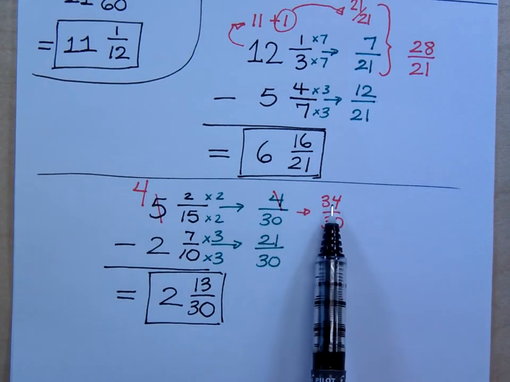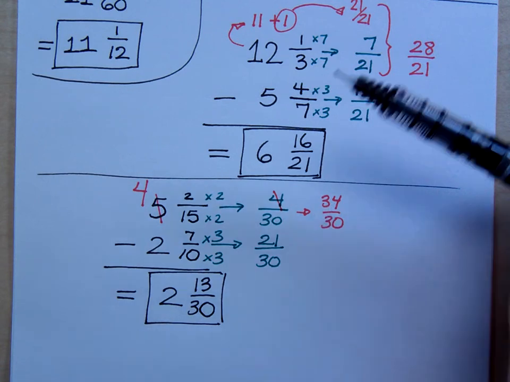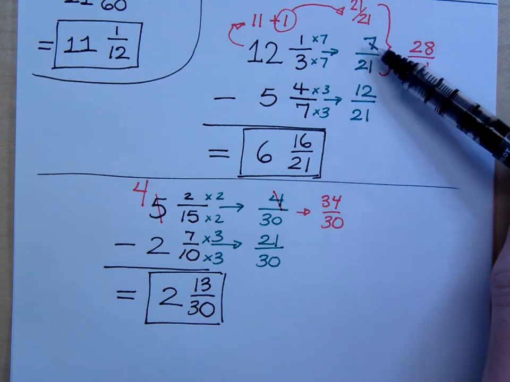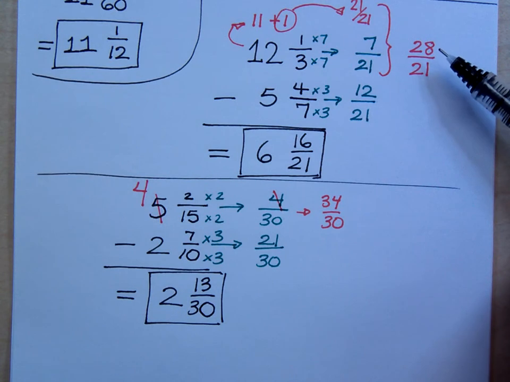And that's why in the last problem it went from 7 to 28, because I added it back in 21 pieces, because I had to borrow from the 12.